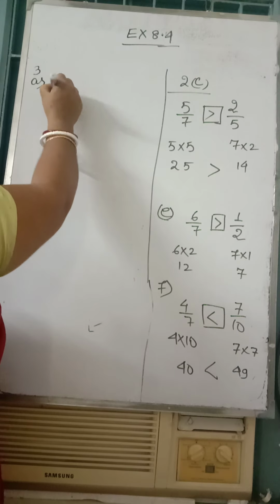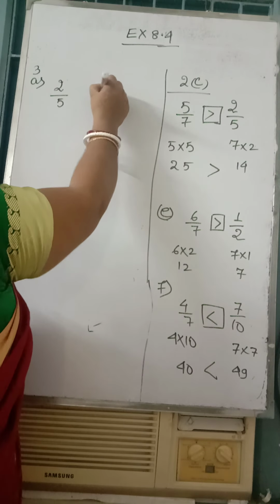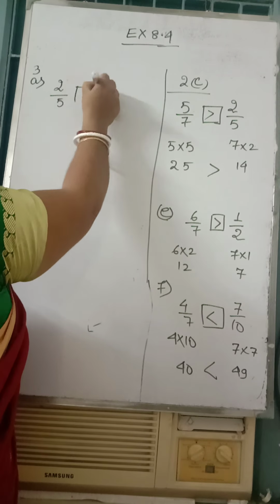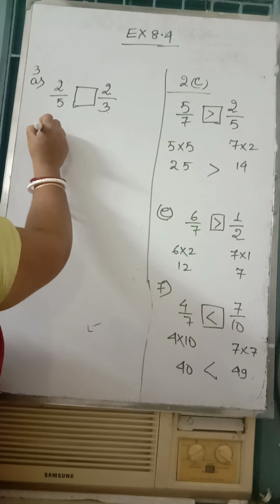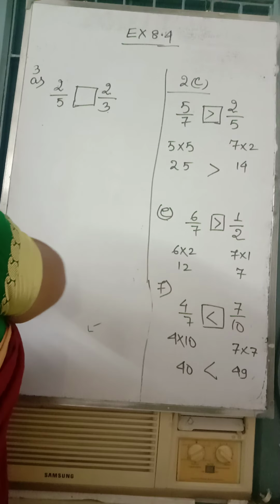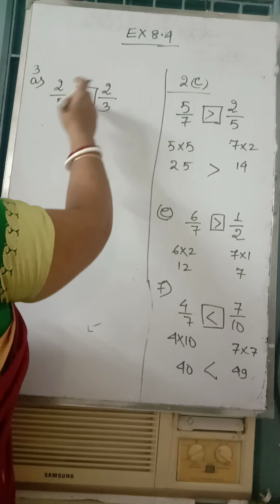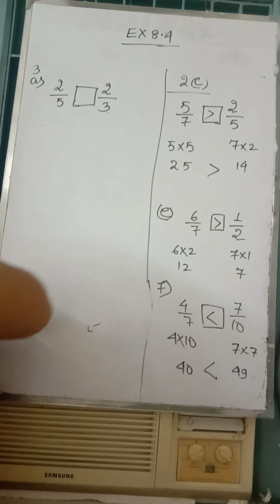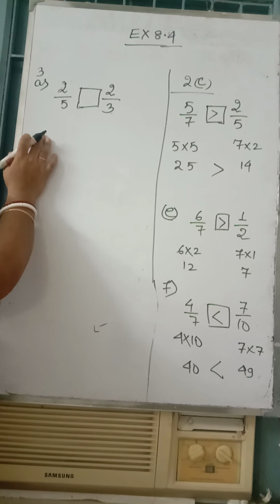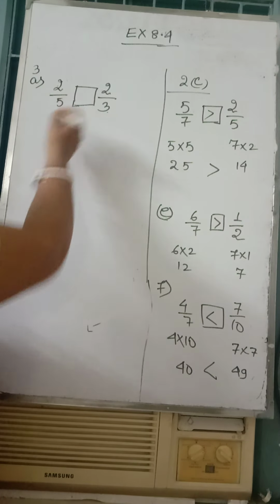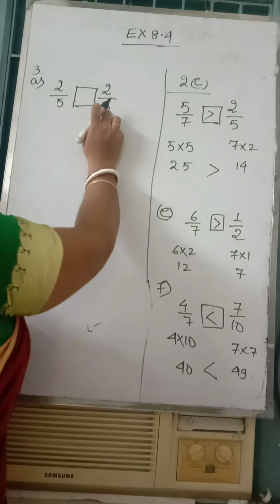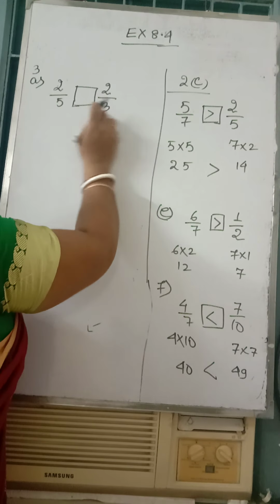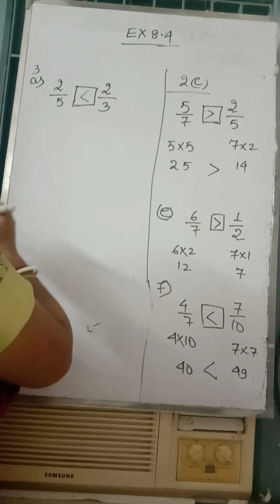Question number 3, A. 2 by 5, 2 by 3. Now what are the things we are going to multiply? 2 into... Oh. Here you have the numerator the same and the denominator different. Is it? In that case, if you have the numerator the same and the denominator different, the smaller denominator will be the bigger fraction. 3 is less than 5, so 2 by 3 would be the bigger fraction.